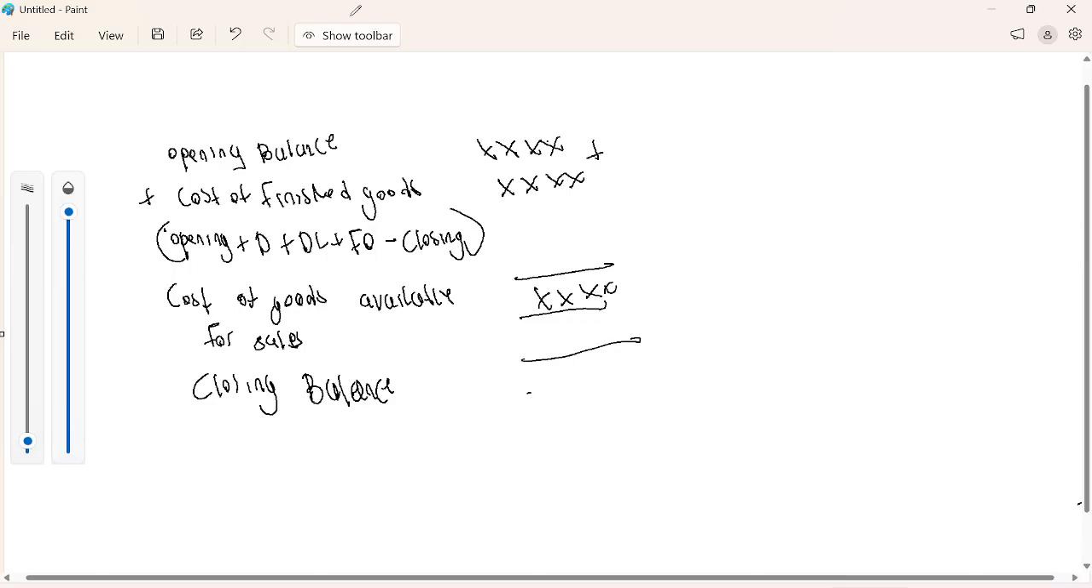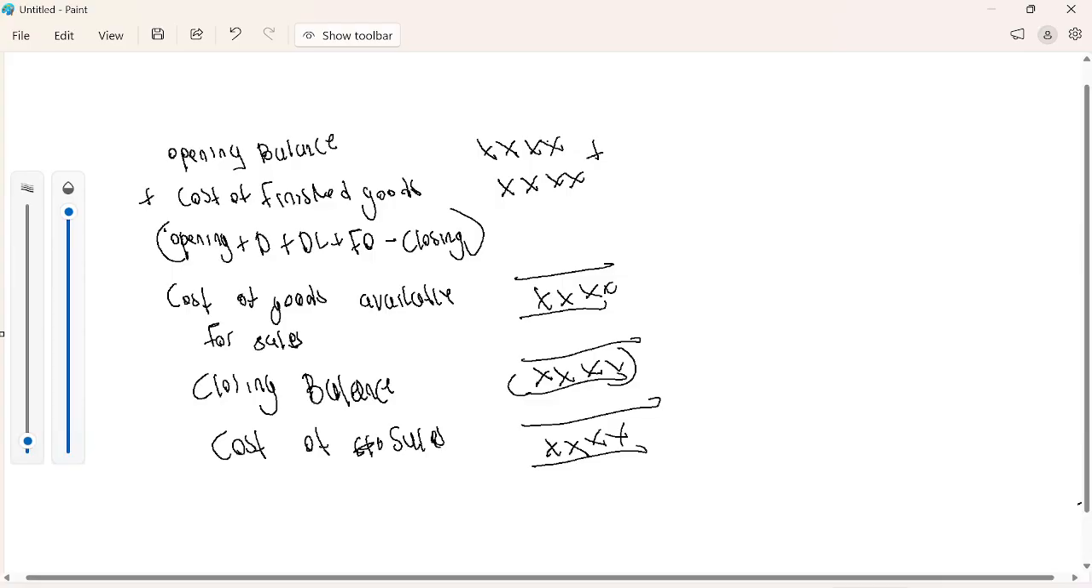will give you closing balance, will be equal to what? They'll give you the closing balance, right? So your closing balance will be here. Then you're gonna subtract it, right? This cost of goods available for sale minus closing balance will give you what? Cost of sales. Sorry, cost of sales. Guys, in other words, the other meaning of cost of sales, it means cost of goods sold, right? The cost of goods sold, right?